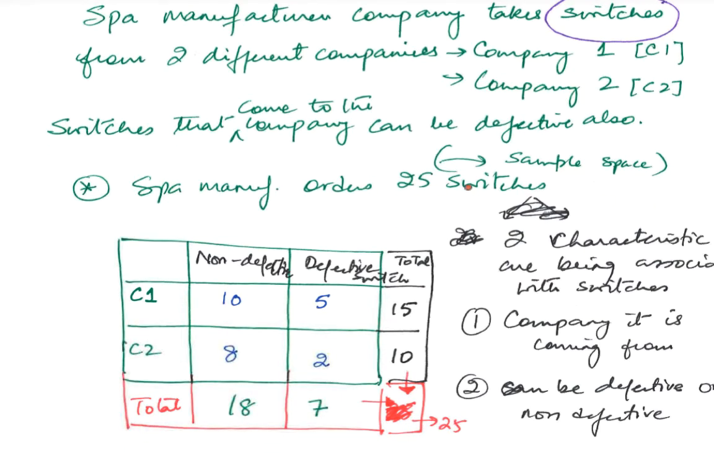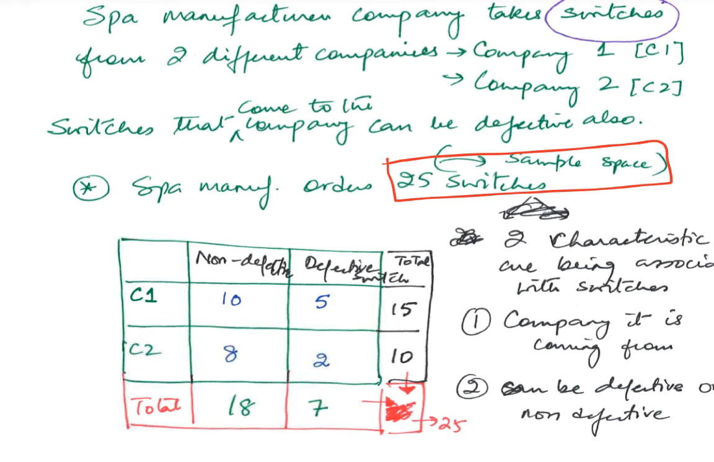A spa manufacturing company, remember, is taking switches. Now there are two characteristics. Where are the switches coming from? Two different companies, C1 and C2, Company 1 and Company 2. The switches the spa manufacturer has can be defective or non-defective. So the sample space is 25 switches. That's what this whole thing is talking about.